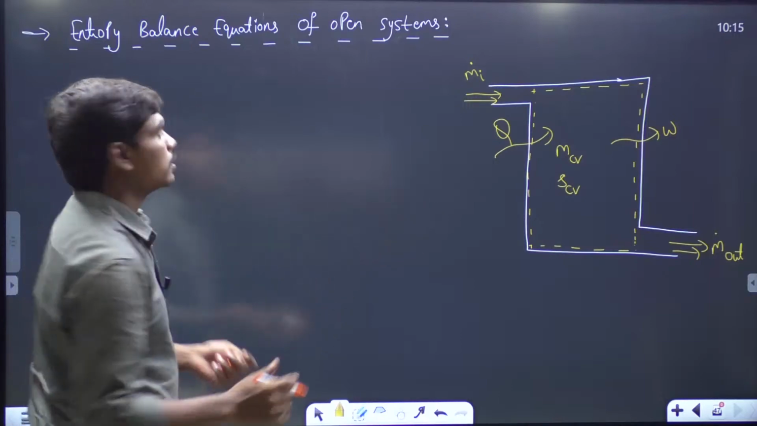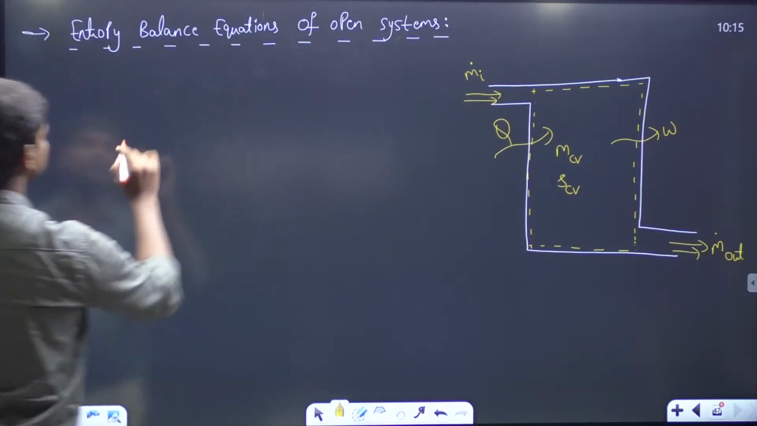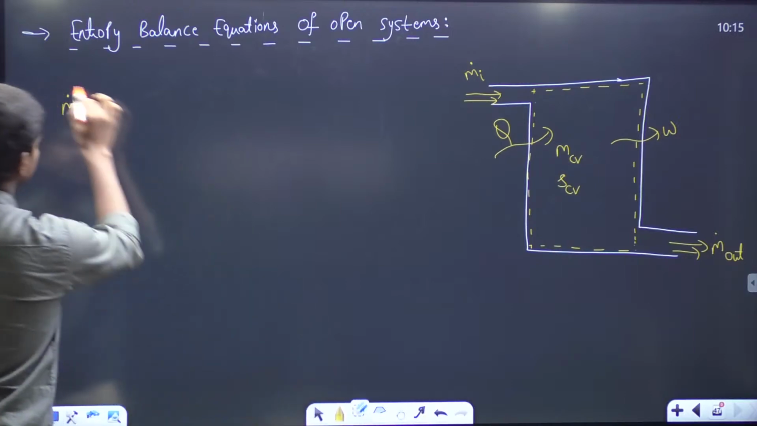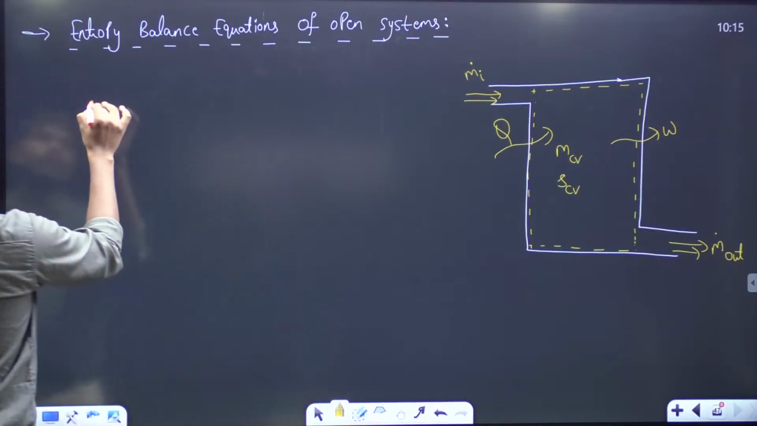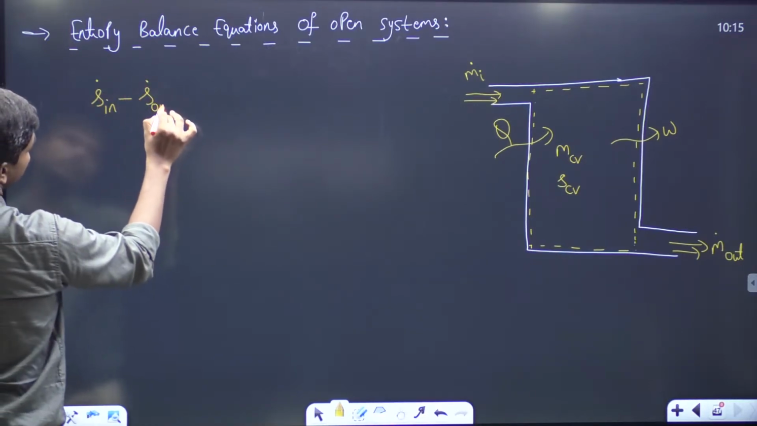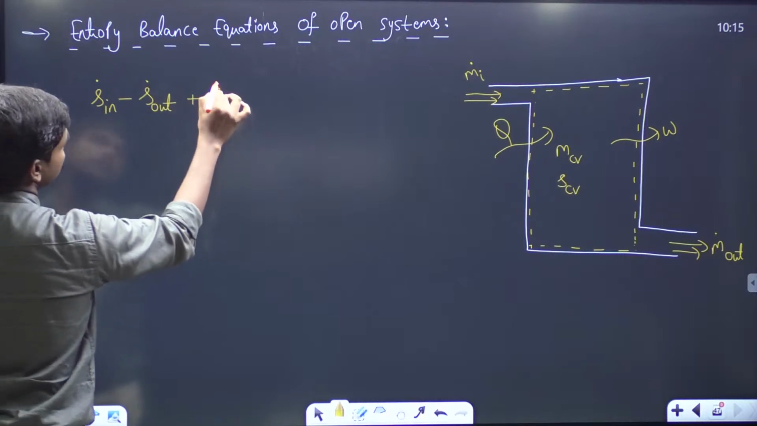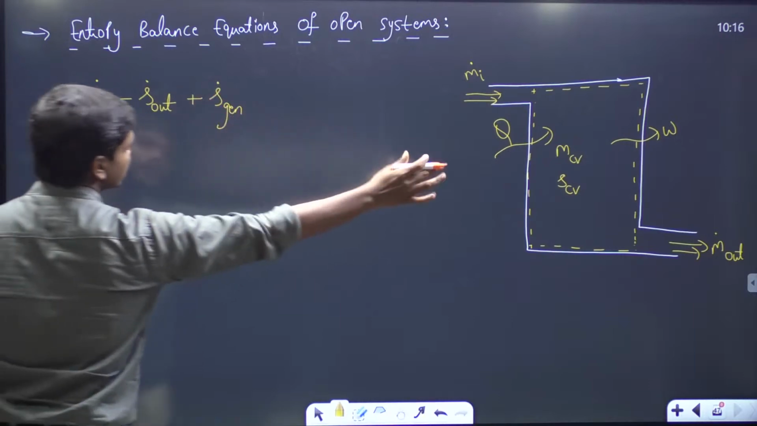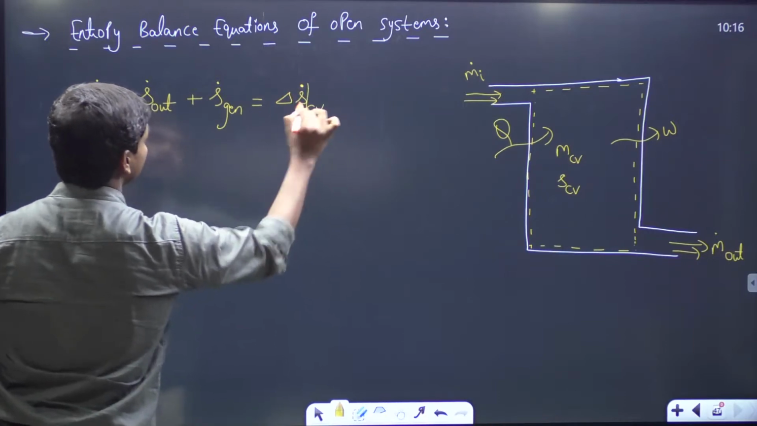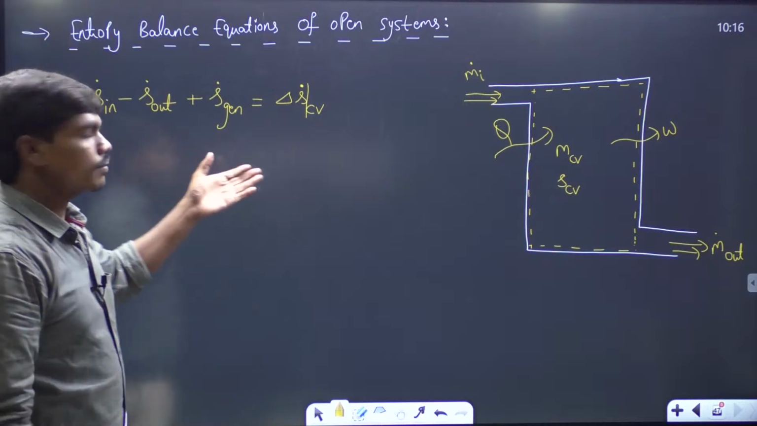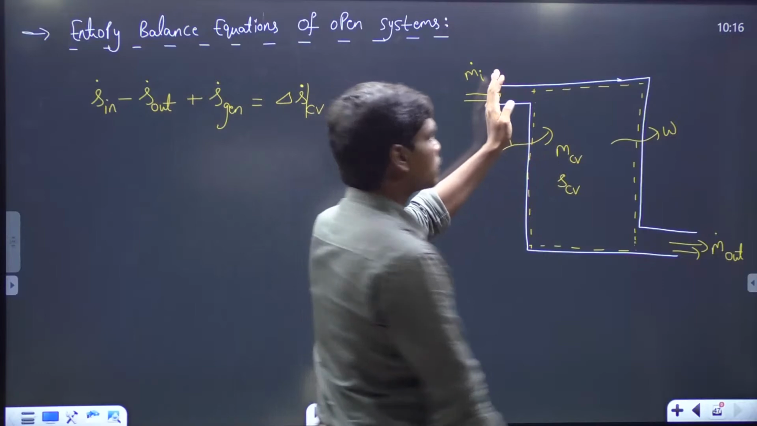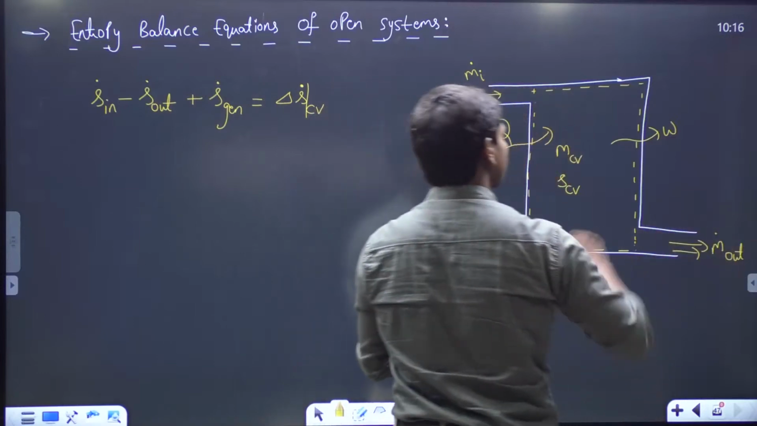So see here, entropy balance equations of open systems. Let us write the conservation equation which I have already written. The rate of entropy going in, minus the rate of entropy going out, plus the rate of entropy getting generated within the system, should be equal to the rate of total entropy change of this control volume. Correct? This is the basic entropy balance equation that we have. Whatever entropy is entering is equal to what is coming out plus what is getting stored.